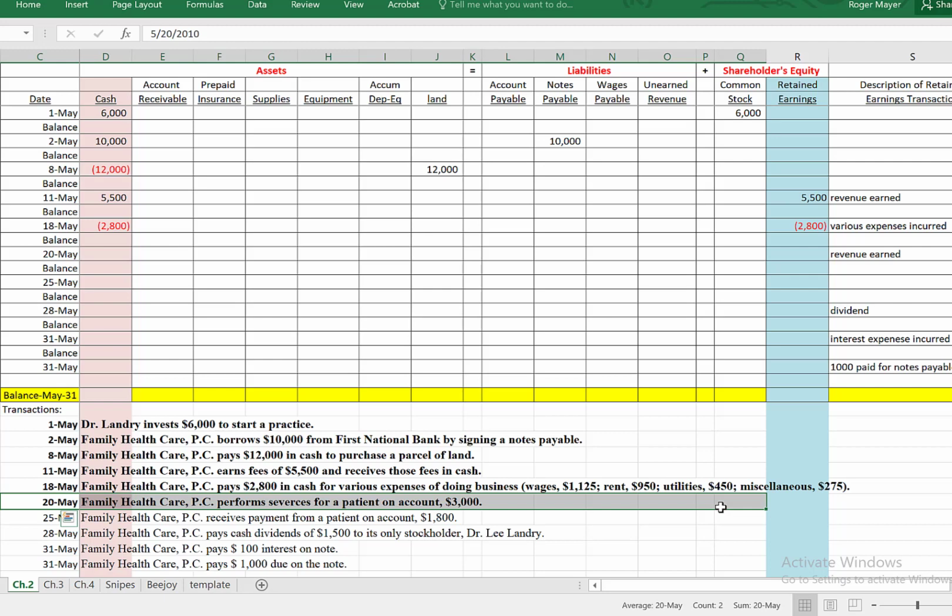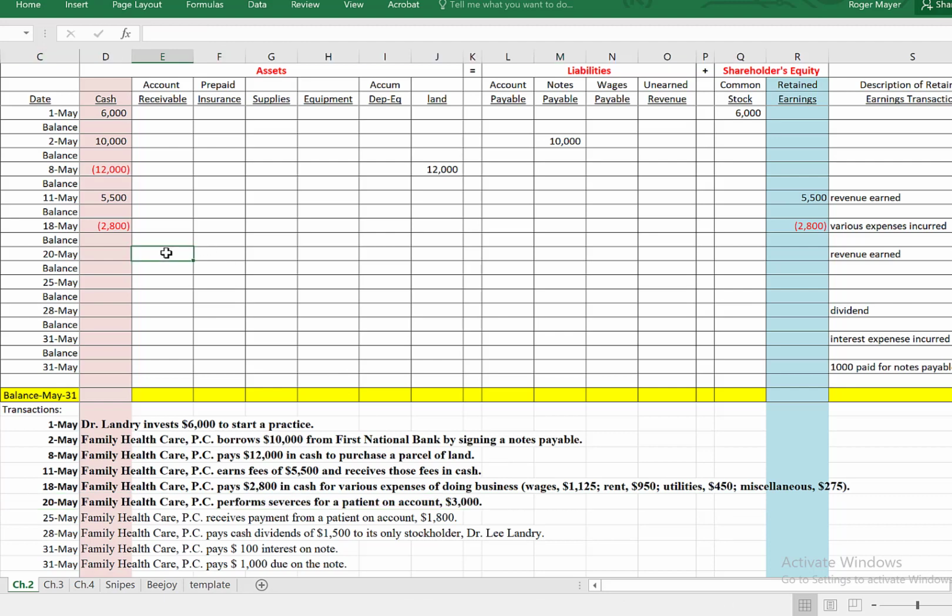it as revenue. So the term here, on account, represents the fact that the patient is going to pay us, but the patient is going to pay us at a future time. So on account, because it's revenue, we have accounts receivable. So in this case, on May 20th, we have accounts receivable of $3,000, and the ending balance over here for retained earnings is $3,000.